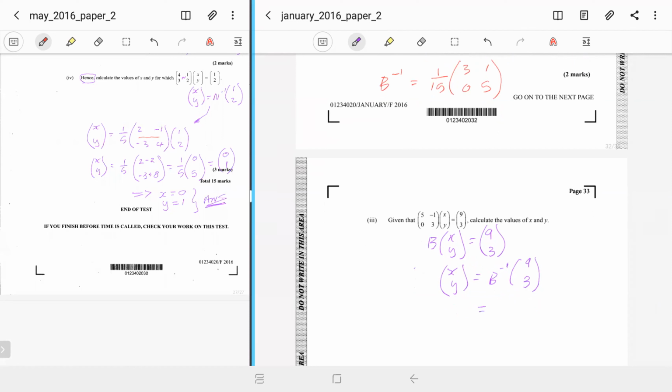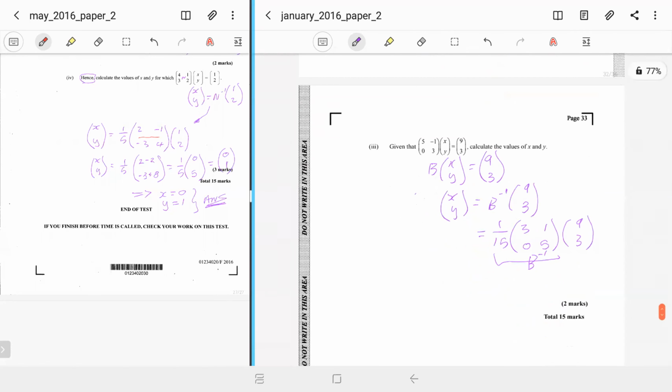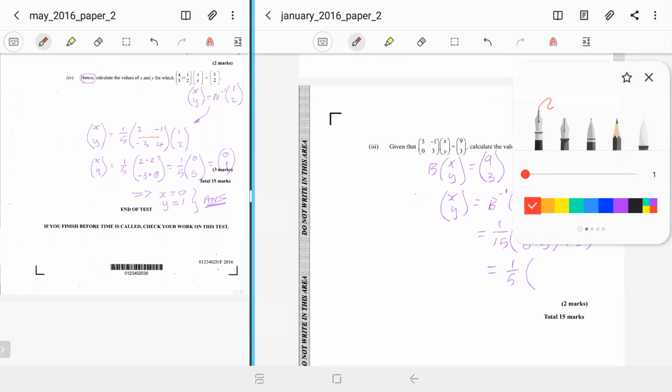So it equals, leave the fraction for last, 1 over 15 times 3105. That is the B to the minus 1, times the 93. This is the B to the minus 1 right here. All right, and then now we're just working this down. Leave the fraction for last. So it's 1 over 15 times, remember, the rows of the first matrix times the one column.